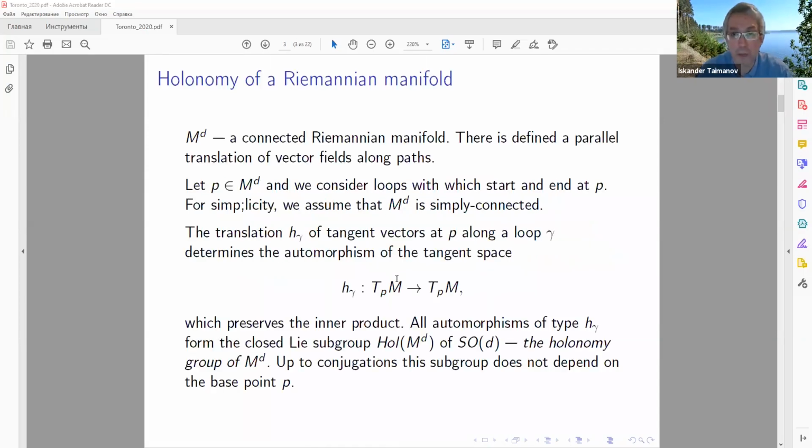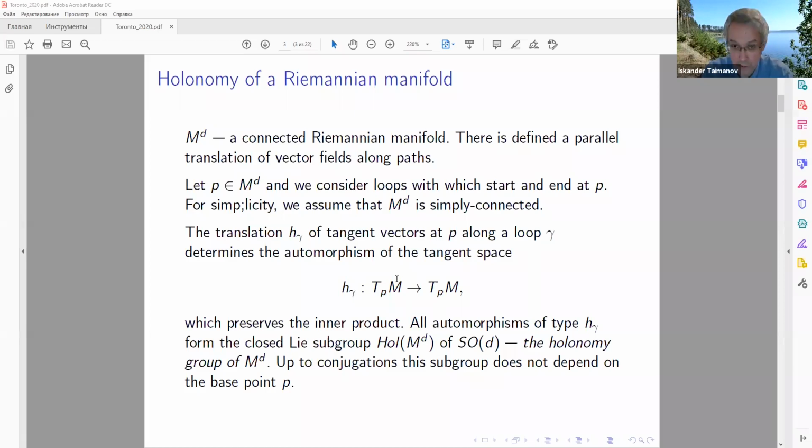Let's take a connected Riemannian manifold. On the manifold, there is defined a parallel translation of vector fields along paths. For instance, let's for a moment take a point P, fix it, and consider loops which start and end at P. For simplicity, we assume that this manifold is simply connected. The translation of tangent vectors at P along a loop determines an automorphism of the tangent space. And the deviation of this automorphism from the identity is described by the Riemannian curvature of the manifold.